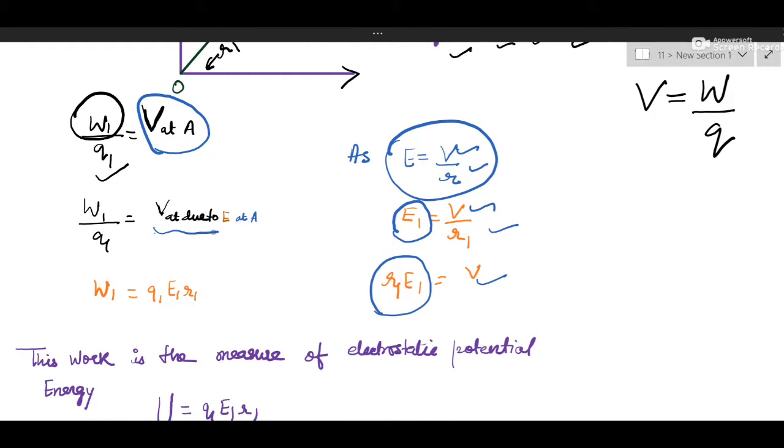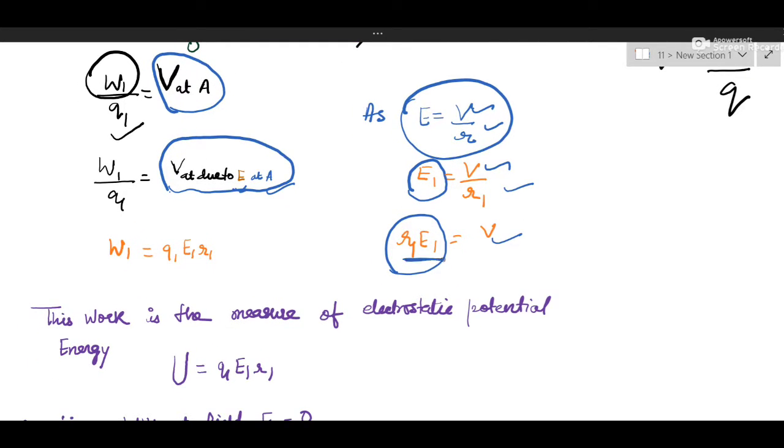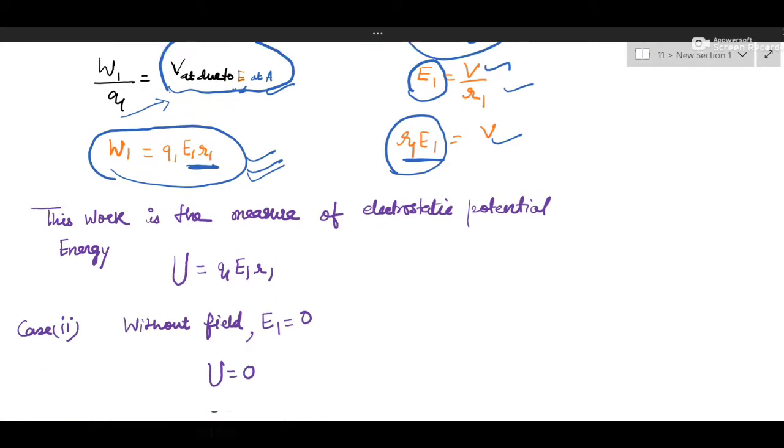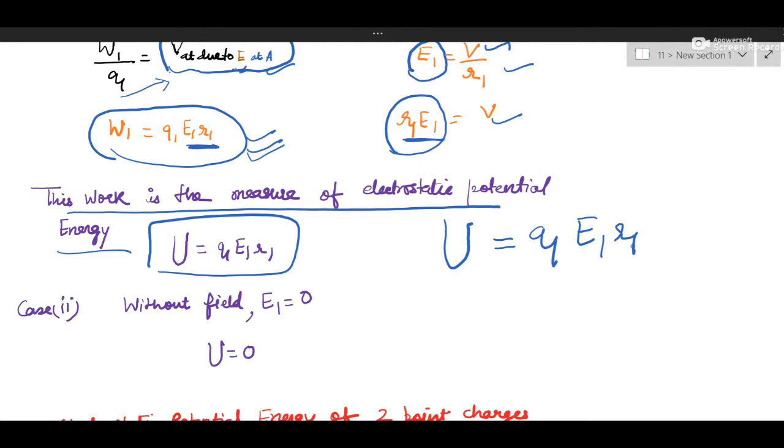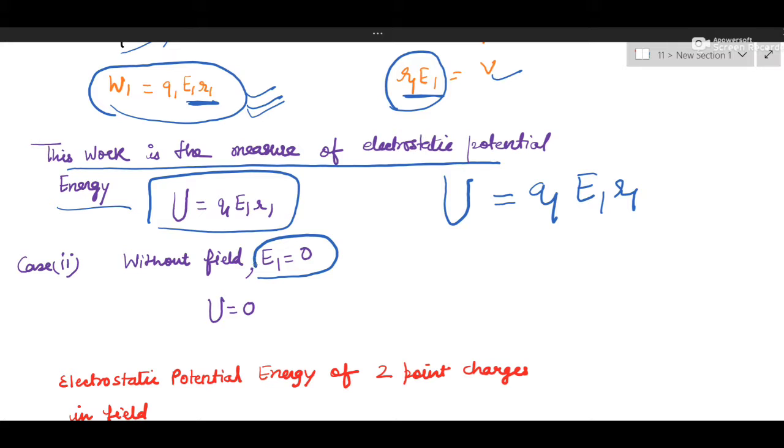So we can substitute the potential due to E1 at A as R1 E1. Q1 will come to this side, so W1 is equal to Q1 E1 R1. This is the first work done, and we have assembled the first charge. This work is stored in the form of potential energy, so we have got the formula of potential energy of a single point charge as Q1 E1 R1. Without a field, obviously when E1 is 0, there is no potential energy.